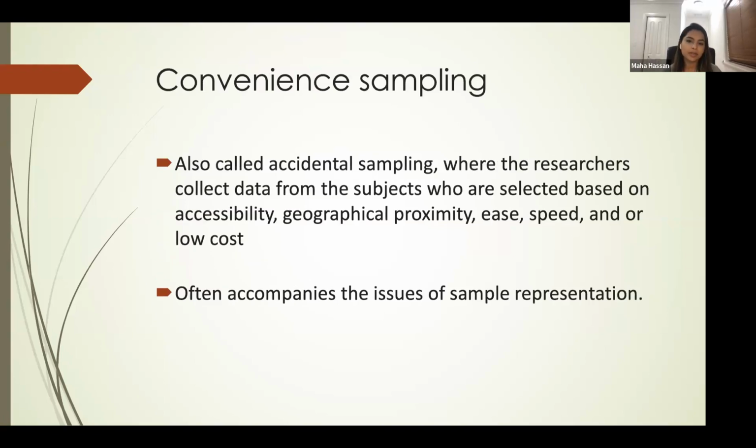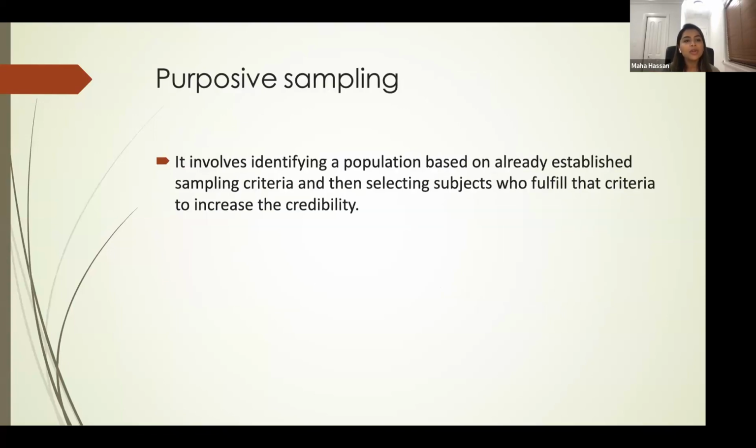Convenience sampling is accidental sampling, where you basically just collect data from participants who are selected based on accessibility, geography, or proximity. This comes with issues of sample representation. You're just getting people because it's convenient, and you might not necessarily be recruiting people related to that expertise. This comes with its challenges, and we'll talk about that in just a bit. The more suited types of sampling are purposive sampling and snowball sampling.